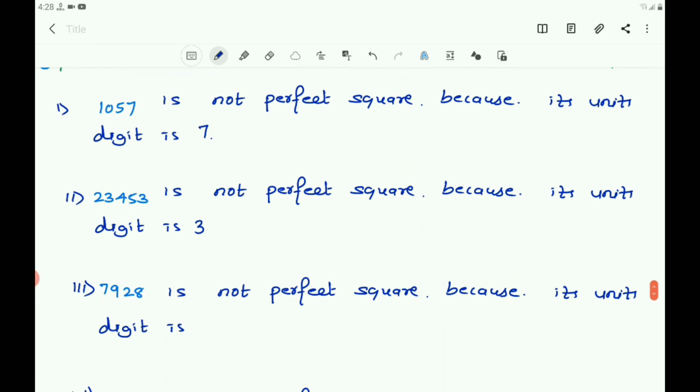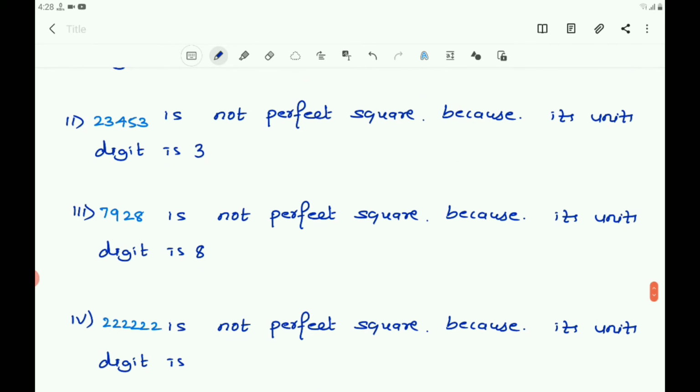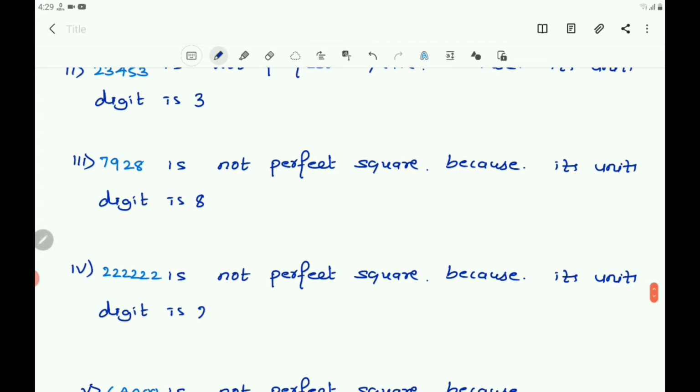Next, 7,928 is not a perfect square because its unit digit is 8. If there is 8 in the unit place, it is definitely not a perfect square. Next one is 2,22,222. It is not a perfect square because its unit digit is 2.